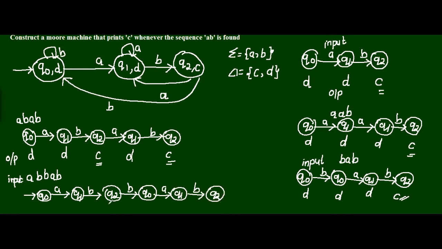If I find the output for this, Q0 is D, Q1 is D, Q2 is C, Q0 is again D, Q1 is again D, and Q2 is C. In this input, the sequence AB occurs 2 times, AB and again AB, and if you see this output, 2 Cs are printed. So this is how we have to construct a Moore machine.